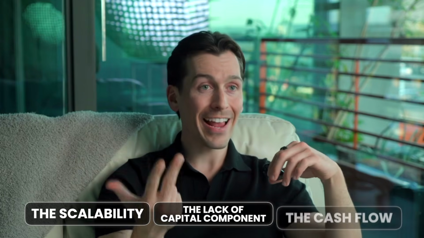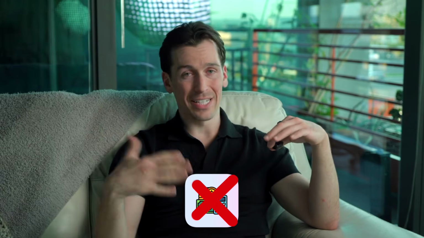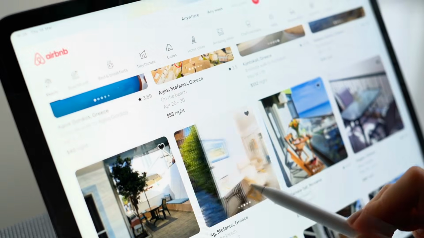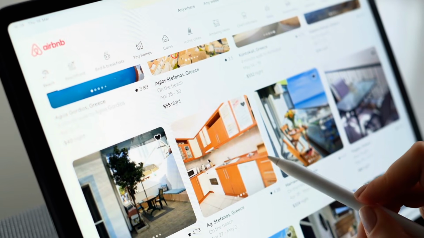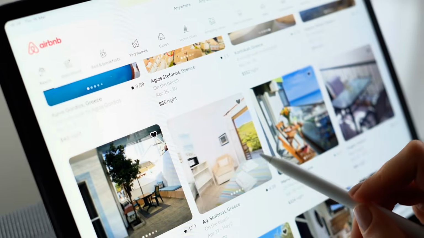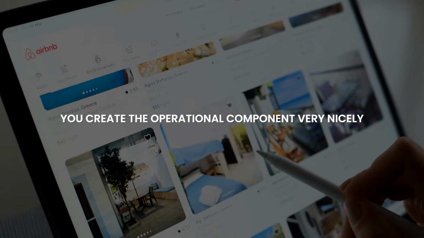Now, I'm a huge fan of this. And the reason I'm a huge fan of this is because of the scalability, the lack of capital component, and the cash flow. So by me renting properties, listing them as Airbnbs, it's purely all cash flow. Now, there is no equity. That is the biggest downside. And you are, at the end of the day, signing up to run an Airbnb business. So you do have to make sure you create the operational component very nicely. So again, my biggest gripe with it is there is no actual tangible equity in it. However, it is very scalable because you can rinse and repeat.